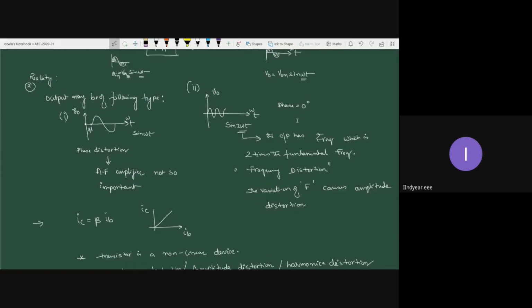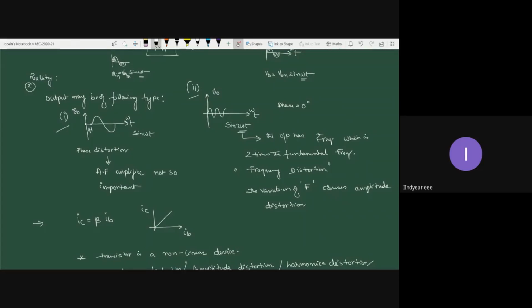Now, in case of non-faithful amplification, there can be two types. In one type, there can be distortion in phase, as shown in figure 1. This is called phase distortion. Or you may also have something known as frequency distortion. This frequency distortion basically leads to amplitude distortion.